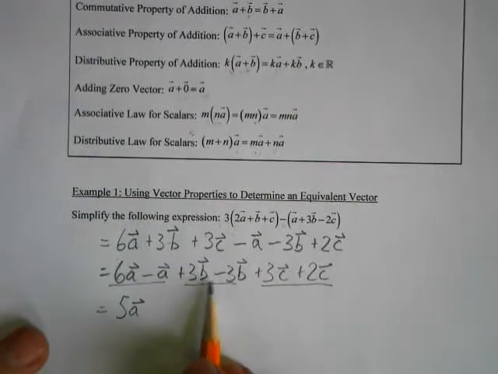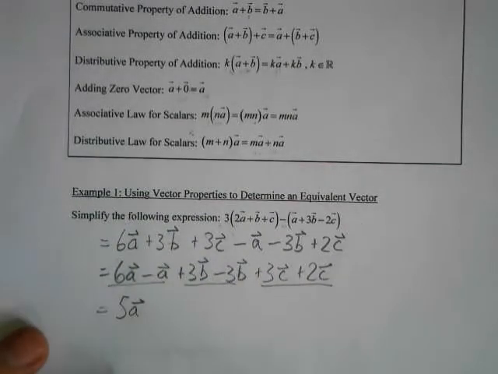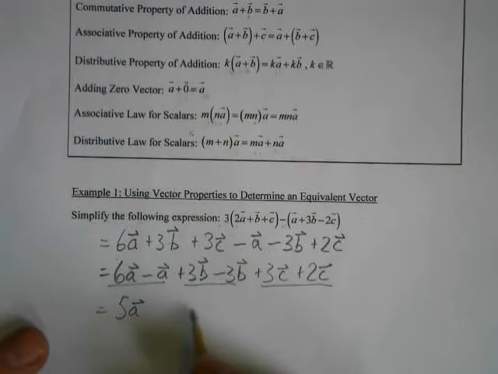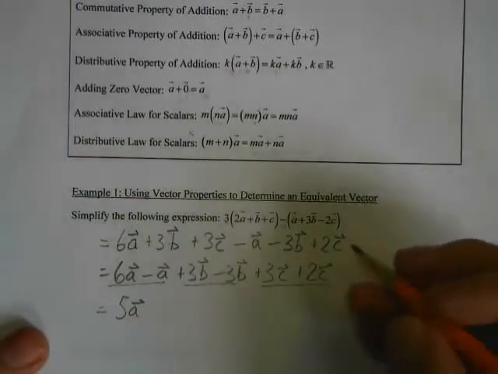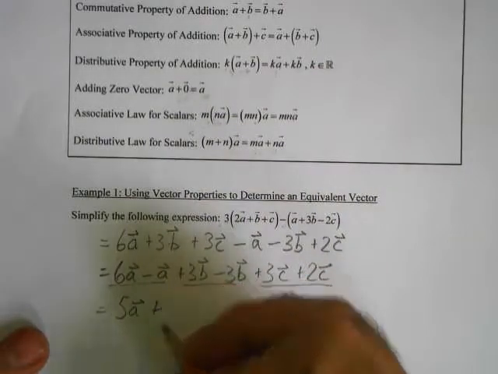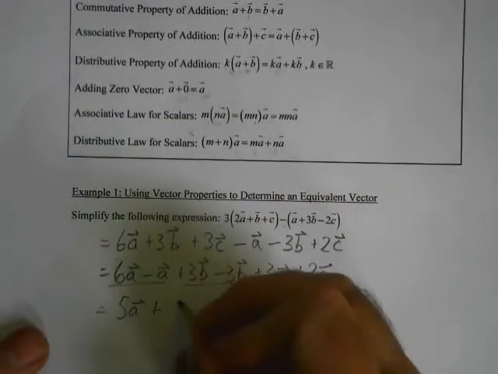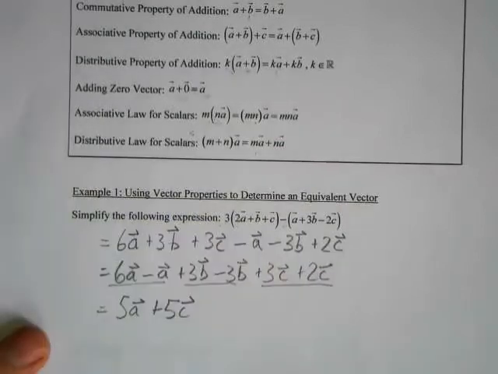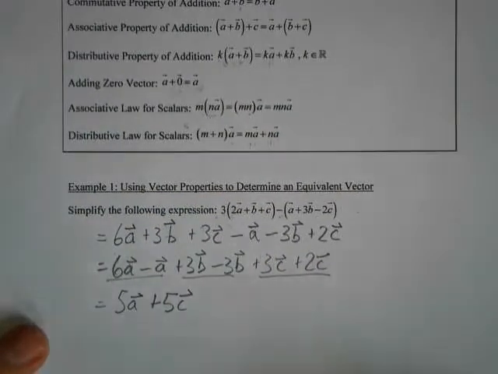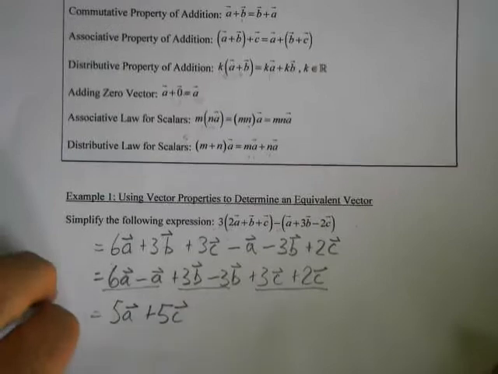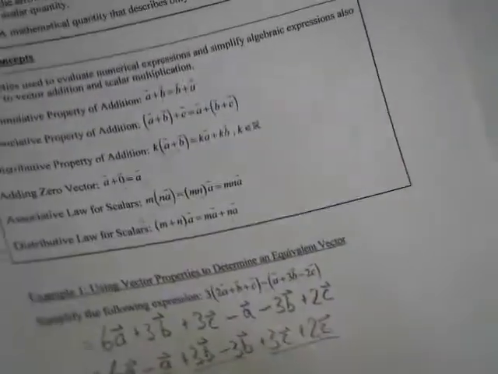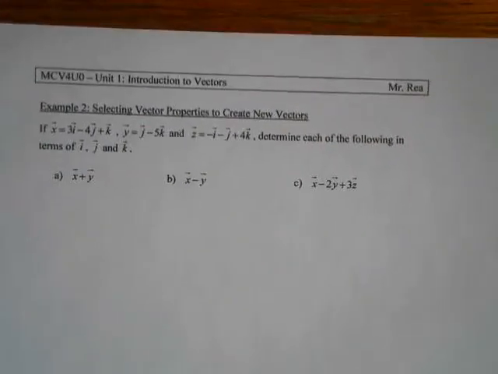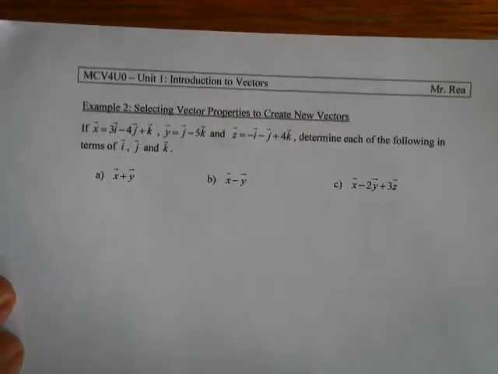3 times vector b minus 3 times vector b, well, they just cancel each other out. So I don't have to put anything here. And then 3c plus 2c, where c is a vector, that would be 5 times vector c. Okay, so simple as that. You treat it like regular algebra, but don't forget to put the vector symbols on. Okay, one more example. Told you it'd be a short lesson.